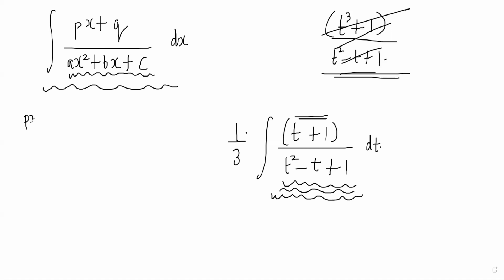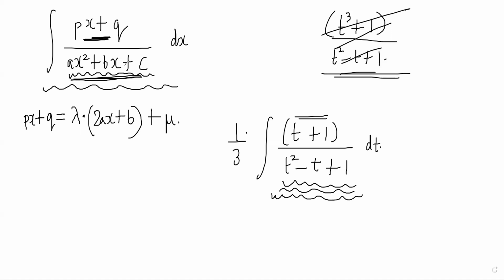What I want to say is px plus q, can I write it as some constant times the derivative of the denominator, which is 2ax plus b, plus some other constant, right? Are you understanding? Yes, sir. This can be done obviously because ऊपर वाला चीज is linear, नीचे वाला चीज is quadratic, so derivative will be linear. Any linear expression can be written in terms of another linear expression, right? You just have to multiply with some constant and add some other constant, right?